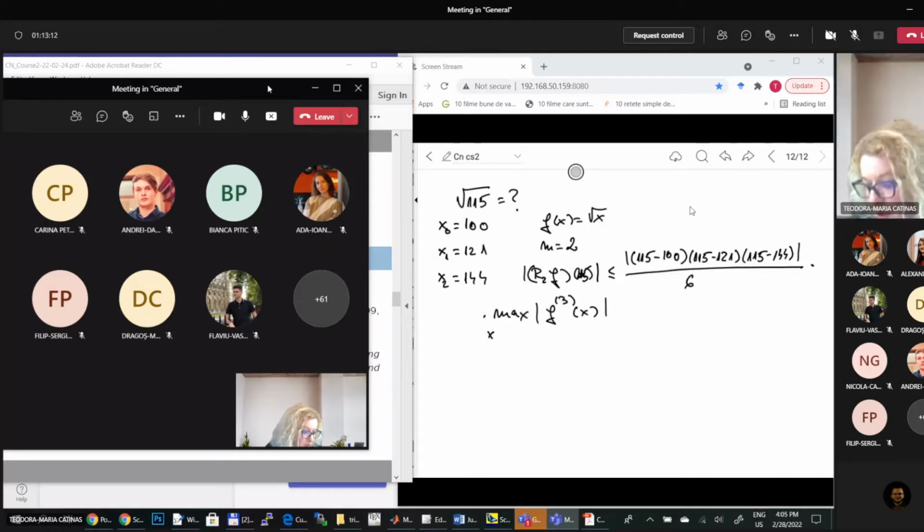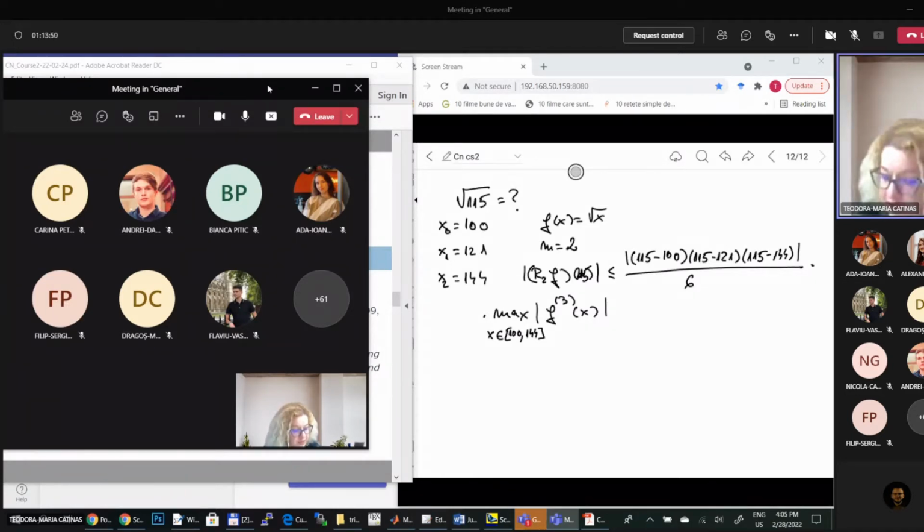Maximum for the interval that is obtained as the minimum of the nodes and the point where we want to approximate, which means 100, and the maximum, which is 144. This will be the limit of the error. So you have to do this product, and also what is necessary to be done is the derivative of third order.